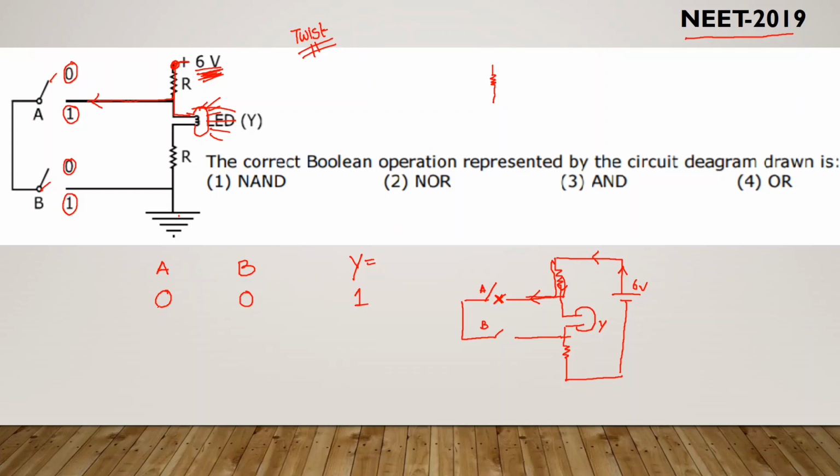Now let us see the second option. If A is 0 and B is closed, I have closed this circuit. Now let us see what will happen. The current will be coming here. Again, can the current pass through an open circuit? No. So what will happen? It will again move on to the bulb. Again, the bulb will be glowing.